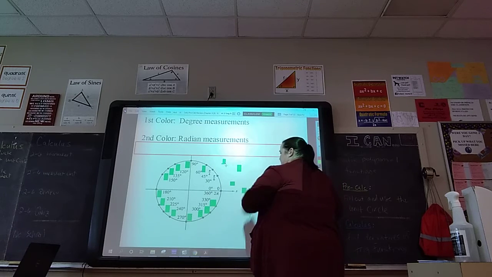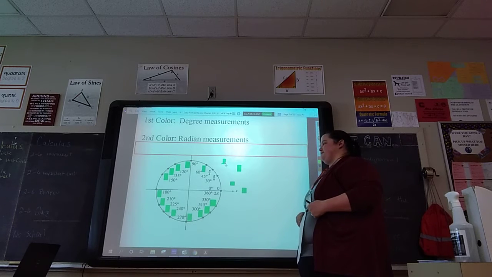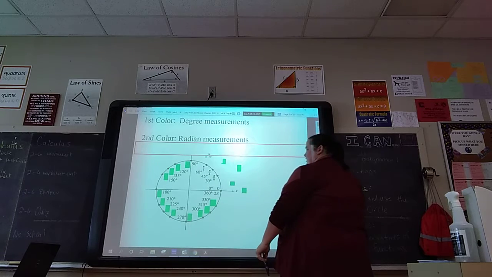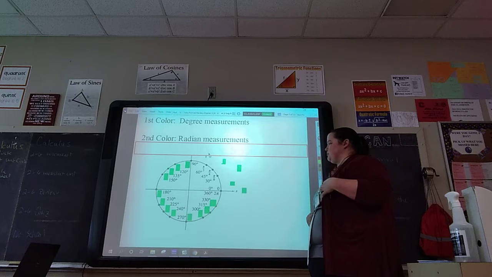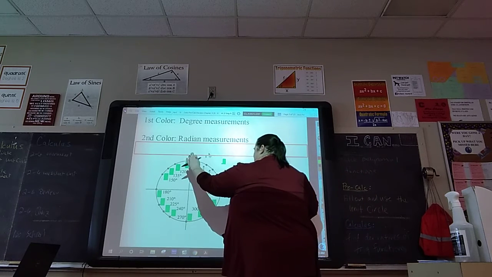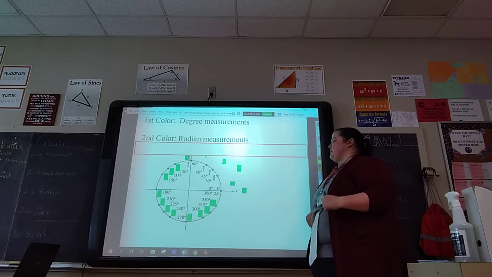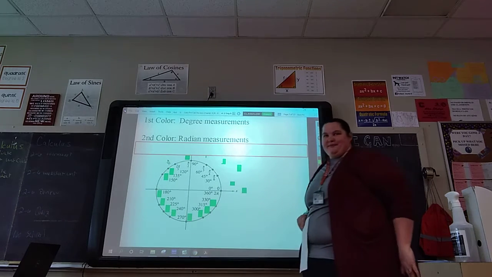45 degrees is pi over 4. 60 degrees in radians is pi over 3. 90 degrees in radians is pi over 2. Like so, these two are switched. So your 90 would be here, pi over 2 would go on the other side. 120 is 2 pi over 3.